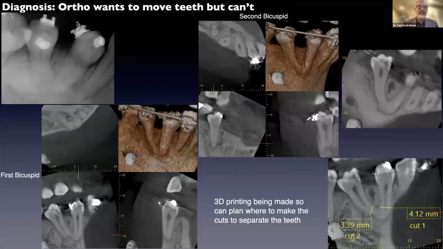And you can see they put brackets on, they're trying to move these teeth and they're not moving, and they're wondering what's going on. So they send to endo. Ortho even likes our Morita cone beam machine in endo, so they'll send cases to us just to do the cone beam. We take the cone beam, look at this. These teeth are fused together apically. And I have to say, I've been practicing now 33 years. It's the first time I ever saw anatomy like this, where literally the roots are fused together, and this answers the question why ortho couldn't move these teeth.